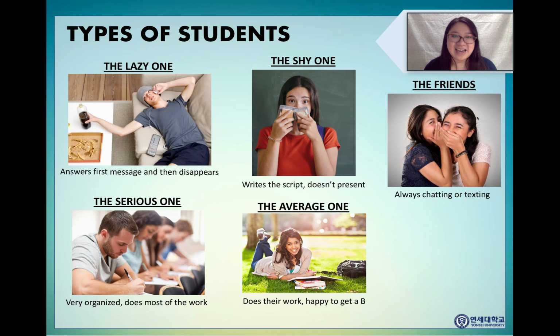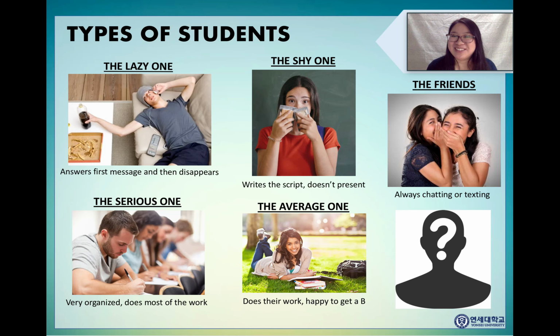Then there's the average one. They're not incredibly lazy and they're not super serious, but they do their fair share of the work and they're happy if they get a B. Or maybe there's another type of student that you know. Which kind of student are you? How do you think these types of students will perform in a work environment? So after you graduate university and go into an office, what will they be like as your coworkers or your team members?